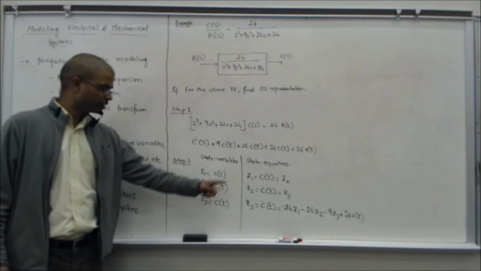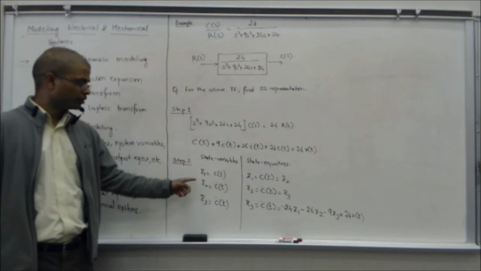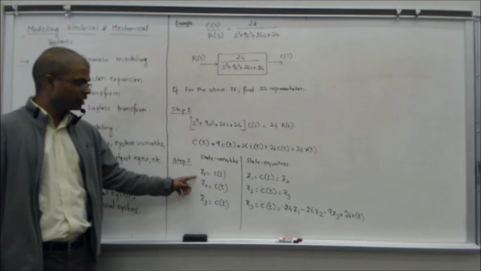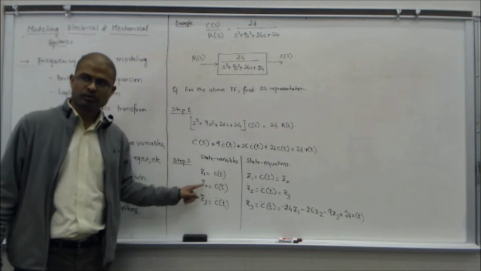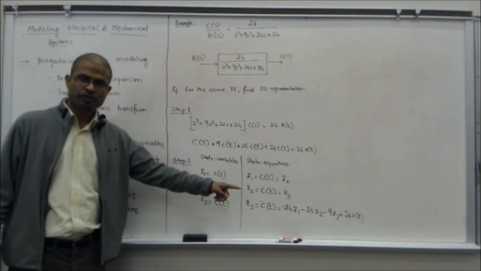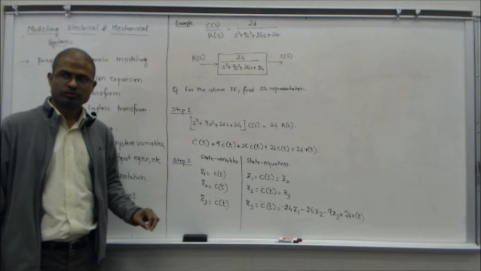System variables. These are the system variables. These are the state variables. So you'll have a state equation for every state variable. Can you correlate? Z1 is this. You have a state variable for each state. You have a state equation for each state variable. Okay.